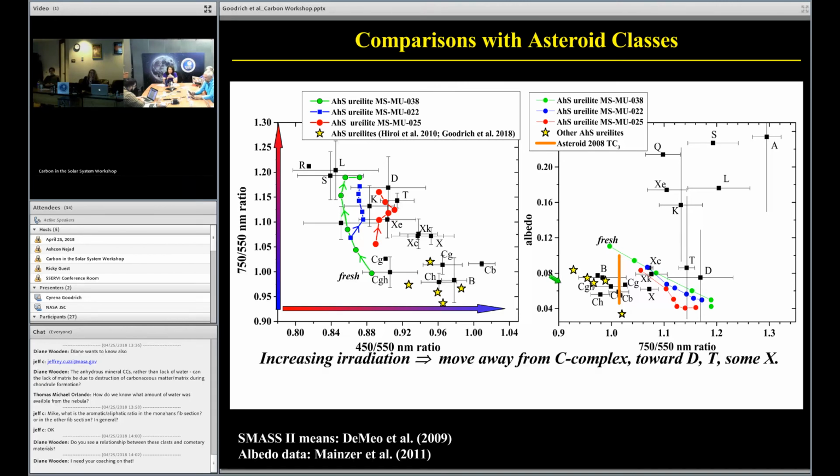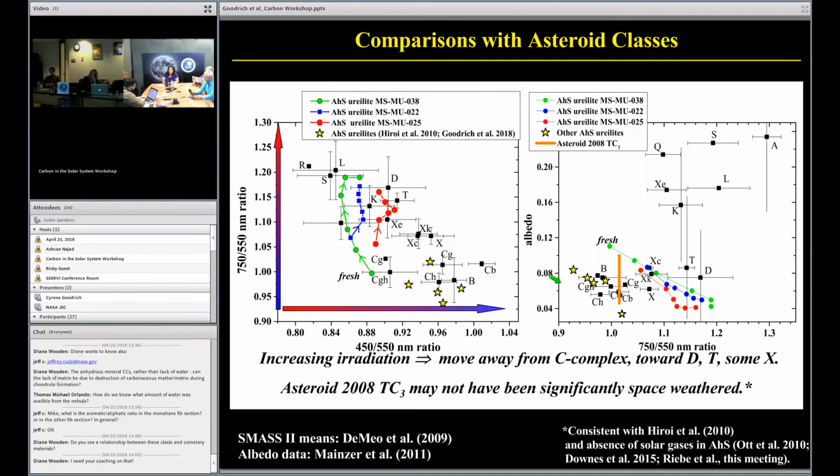We can, however, certainly draw a general conclusion, which is that with increasing irradiation, all the samples seem to move away from C-complex asteroids and towards D, T, and some X types. We can also conclude that asteroid 2008 TC3 itself, which is shown by this orange thick line here, may not have been significantly space weathered, which is something which has been inferred by other workers from other lines of evidence.